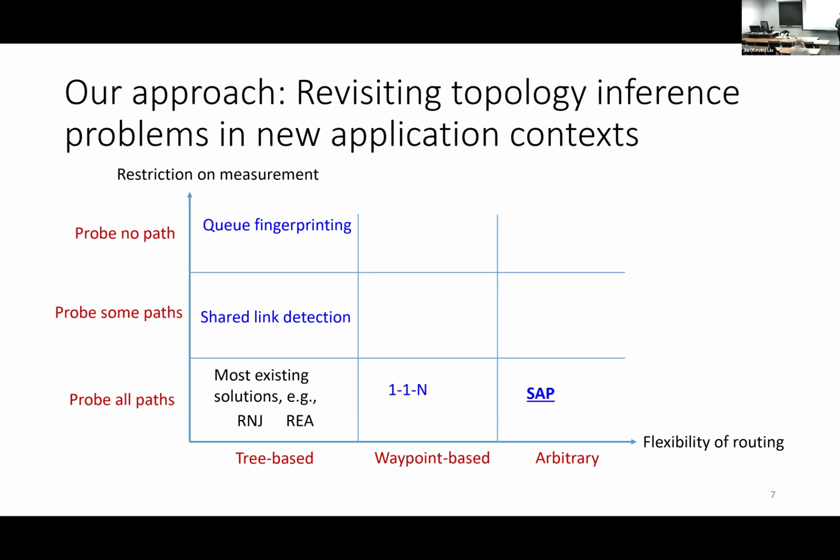Yes, please. Quick question: I'm not sure what the performance metric for this topology inference is, but would there be any trade-off between how many paths you can probe and the performance? Intuitively, if you can probe more paths, then you will have more information. Right. So that's not a question about how you get to the answer.